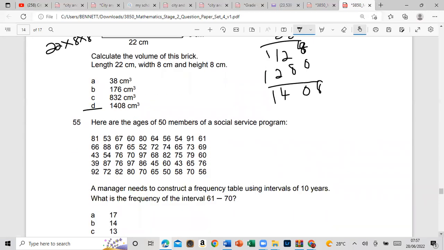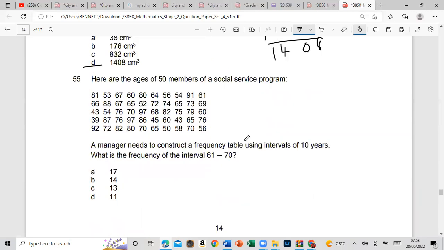Here are the ages of 50 members of a social service program, and we need to construct a frequency table using an interval of 10 years. What is the frequency of the interval 61 to 70? All right, so we're going to look for all of them there. It's 61 to 70, so I'm going to go through column 61 to 70.